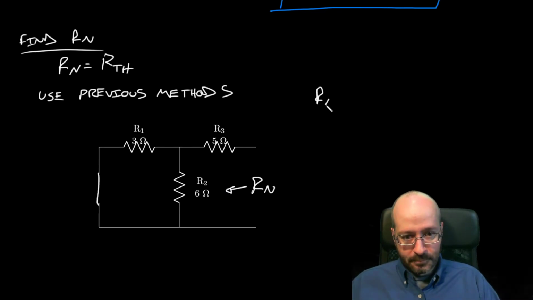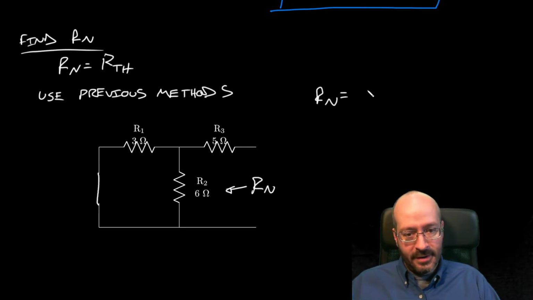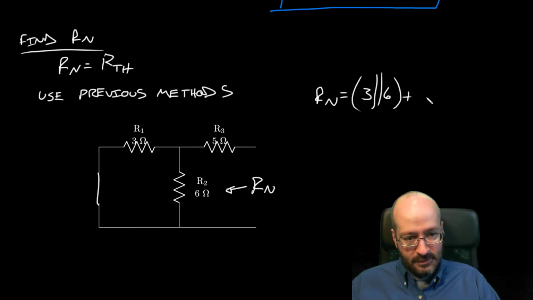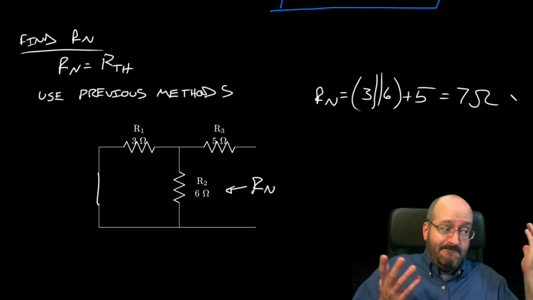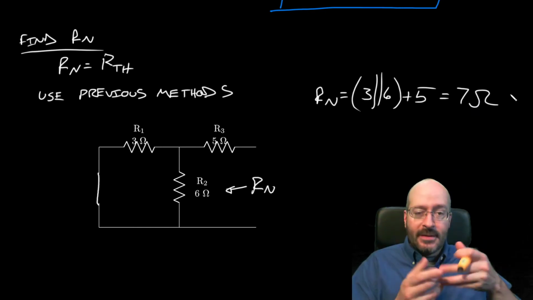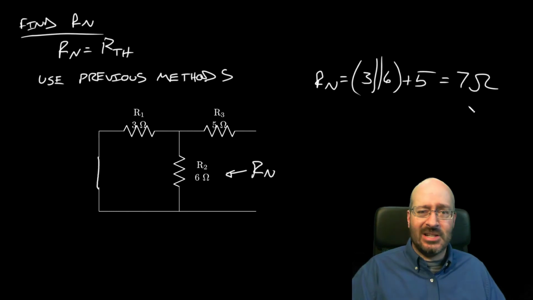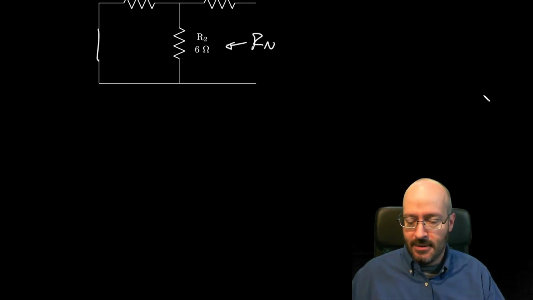Okay. Just like before, our Norton is 3 in parallel with 6, and all of that is in series with 5. 3 in parallel with 6 is 2. Add 5 to it and you get 7. Okay, that's it. We found the Norton equivalent, or we found the information we need for the Norton equivalent. Let's draw it.